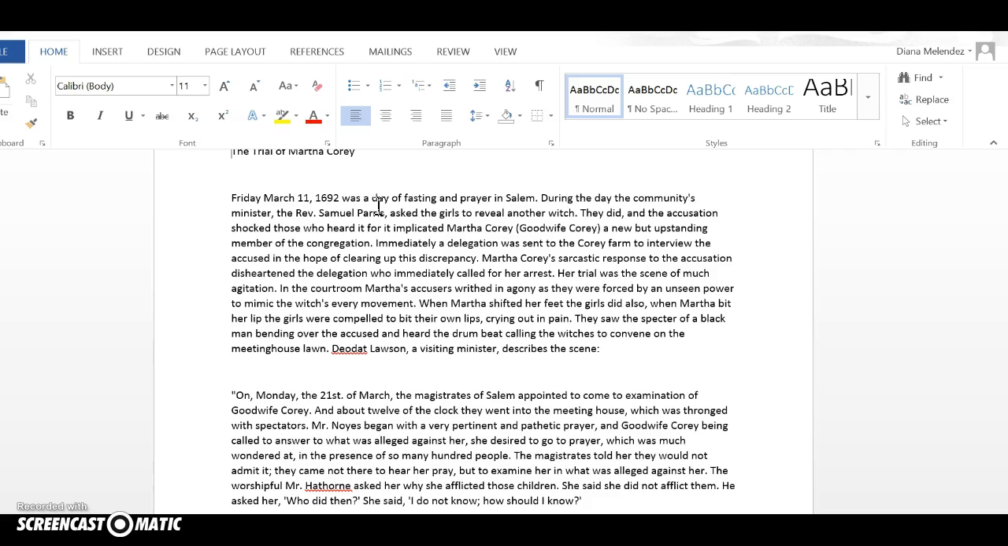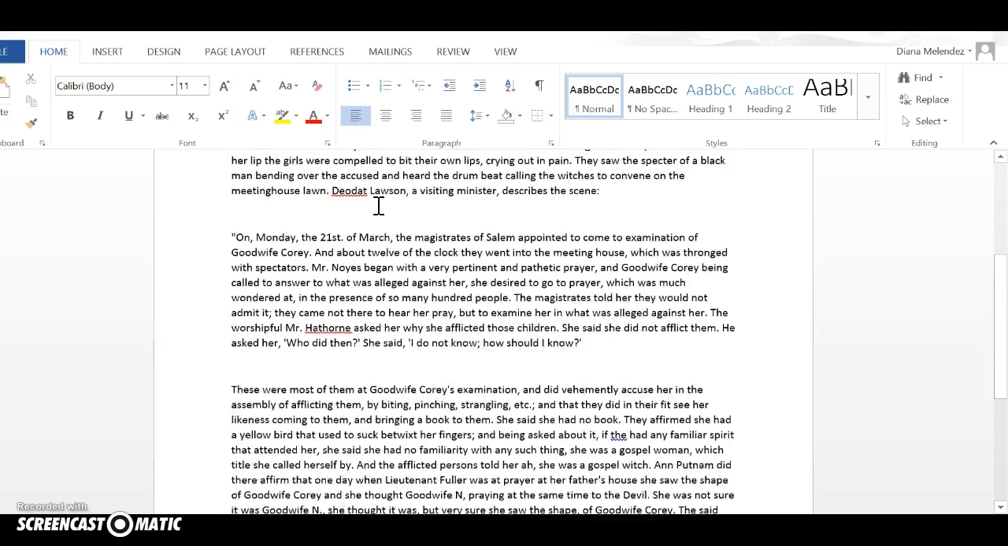Okay, so this first paragraph, what I see is basically the girls accused Martha Corey of being a witch, and so they go and arrest her. Okay, so that's basically what this first paragraph is about.